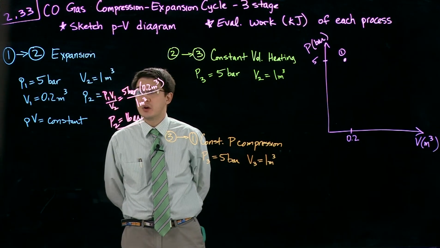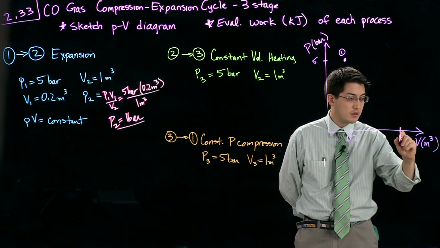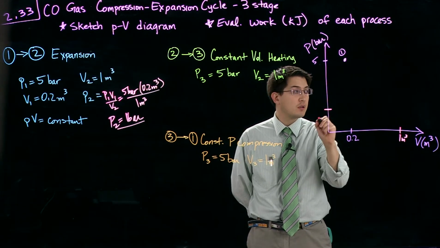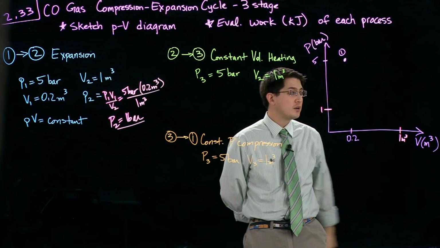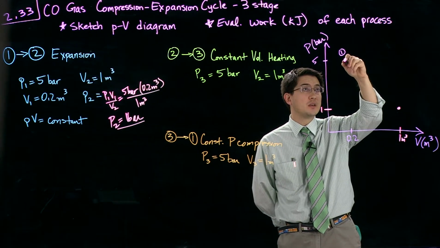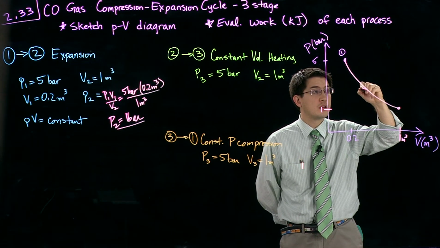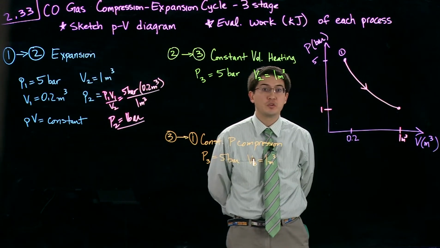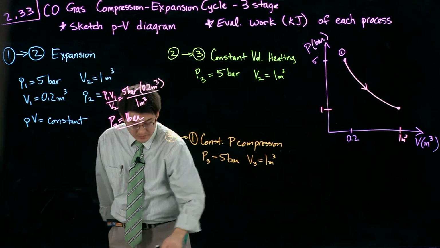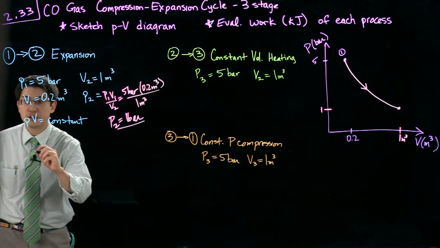So we now know that V2 is 1 cubic meter, and P2 is 1 bar. Put a dot over here. PV equals a constant, so this is going to go something like this from state 1 to state 2. So we can fill this in. Now, the next part asks us to find the work done for this process. So we can start filling this in.